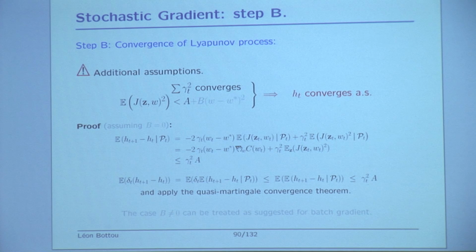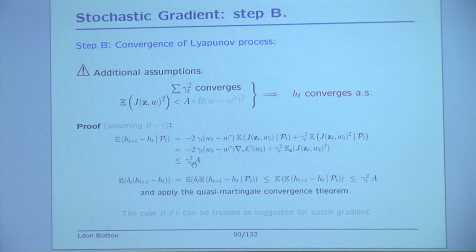And the proof, which I'm going to first do assuming B equals 0, is exactly the same. You just write the difference, h_{t+1} minus h_t given the past. You have to pass the expectations. You find here the term where we assume that this is equal to the gradient of C. The only thing that's changing here is the bound that I'm using, so I have this second moment of the gradient. This is supposed to be negative, so it's less than that.